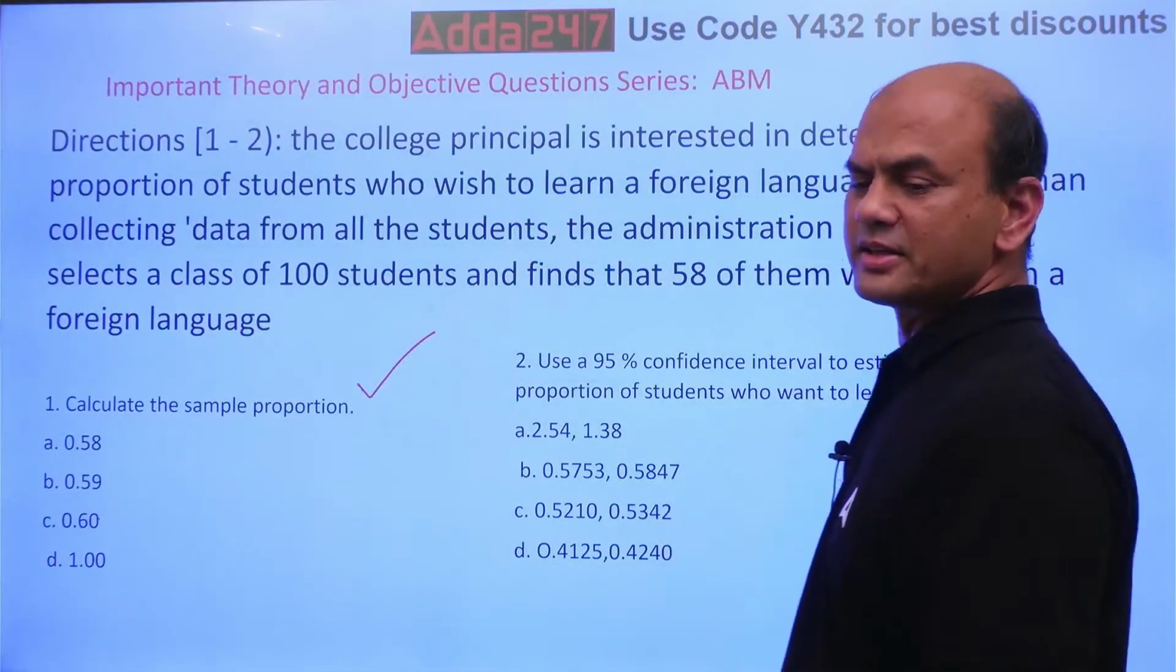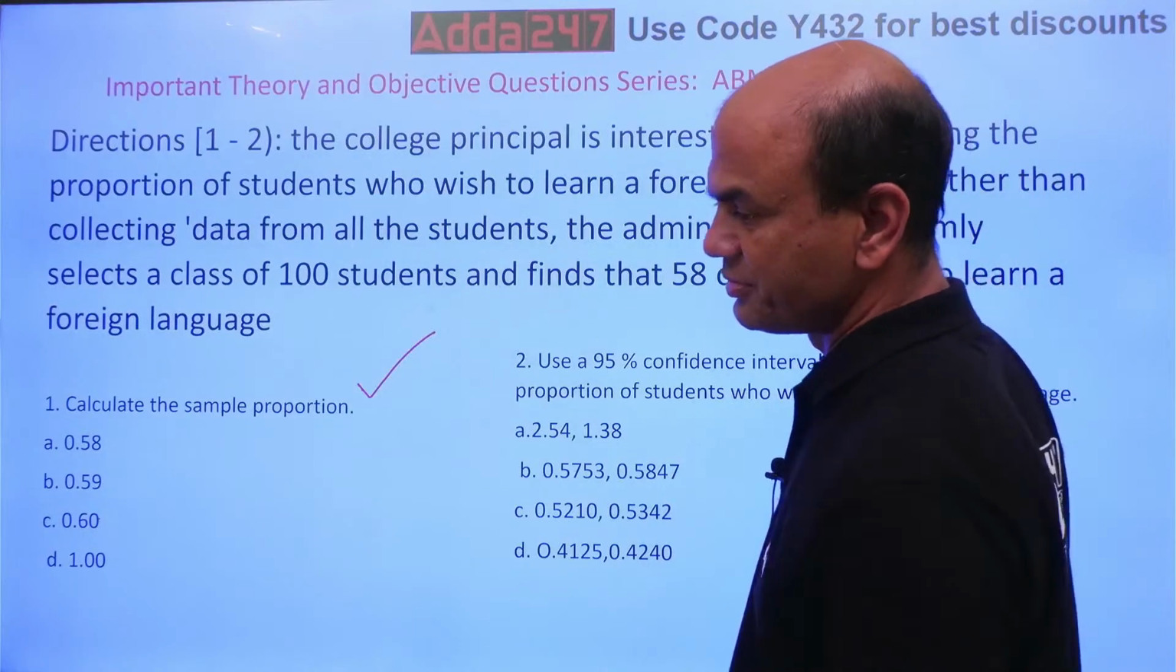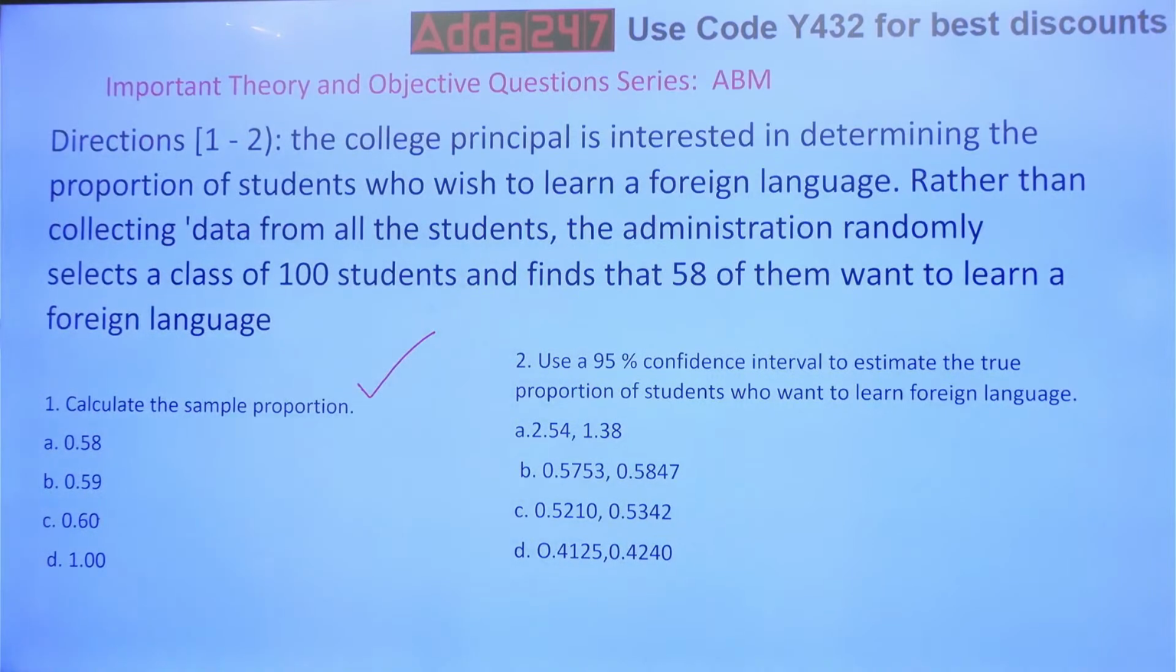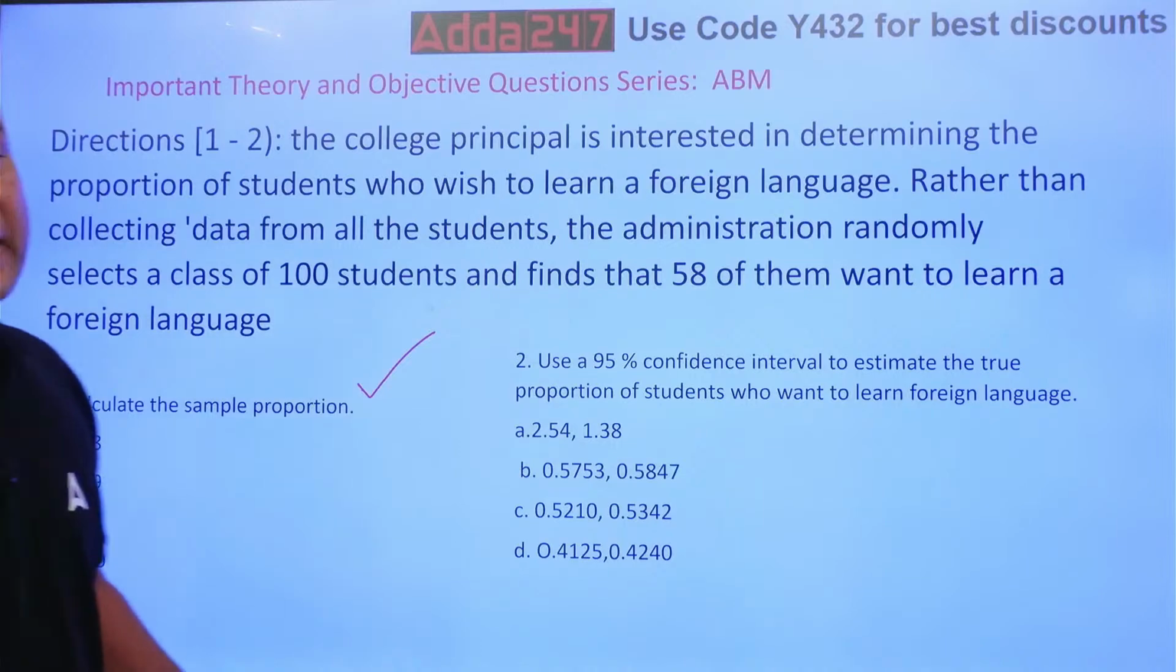Here, immediately case study. Read this, everyone. The college principal is interested in determining the proportion of students who wish to learn the foreign language. Rather than collecting the data from all the students, the administration randomly selects a class of 100 students and finds that 58 of them want to learn foreign language. This is the overall premise given to you. Premise means this is overall the case given to you.